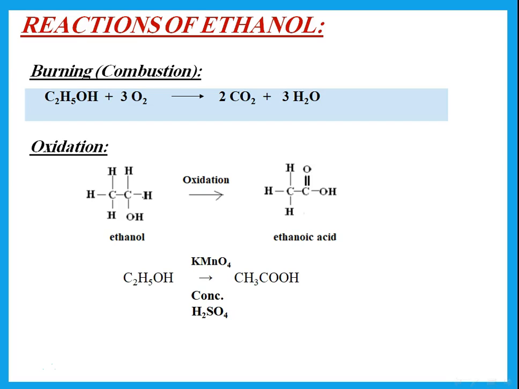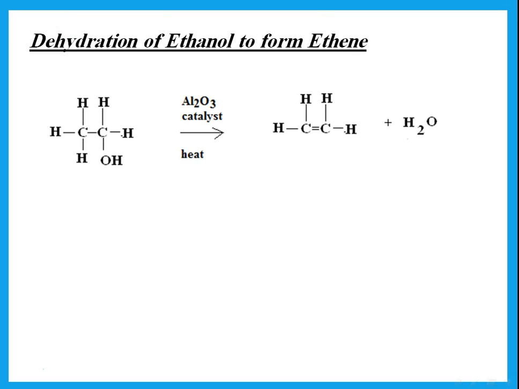Now, what are the conditions here? You have to remember the conditions are potassium manganate, KMnO4, is an oxidizing agent. It is called potassium manganate 7 in presence of concentrated sulfuric acid. These are the conditions for the oxidation. Do we understand this?